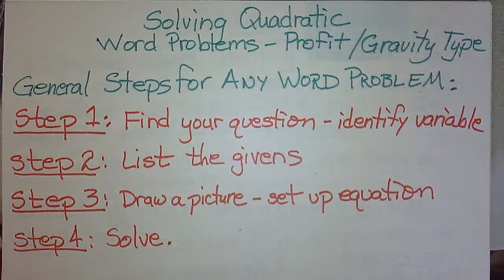Just a friendly reminder of our general steps for any word problem. Step 1, find your question, identify the variable. If they don't give it to you, sometimes they do. Sometimes you have to find it in the words of the problem. Step 2, list your givens. Identify the pieces of information that they're giving you.